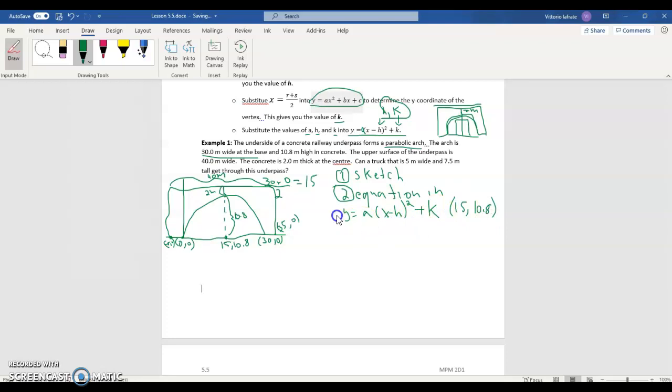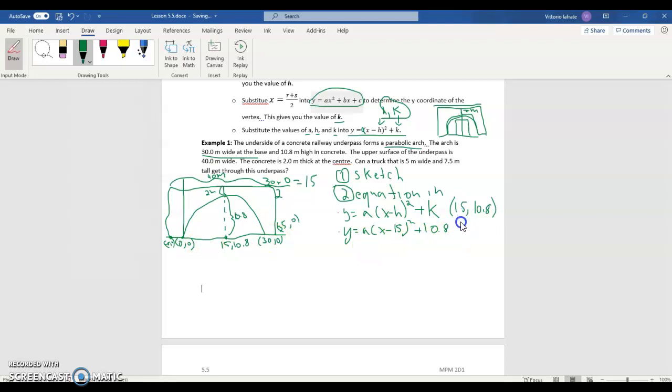So what we can do is plug that in. We can write y is equal to a(x minus 15) squared plus 10.8. And so all we really need to do now is find our a value. To find the a value, you just need some other point on the parabola. And we do have another point on the parabola. We have 2 points to choose from. We can do 30, 0, or 0, 0. It's really up to you.